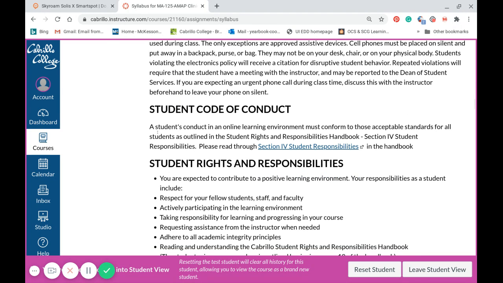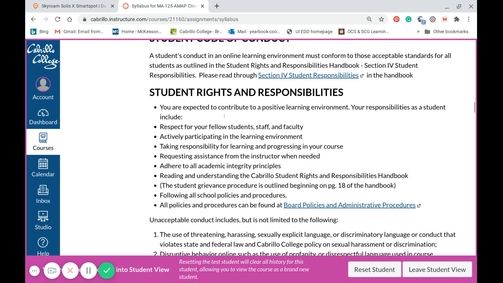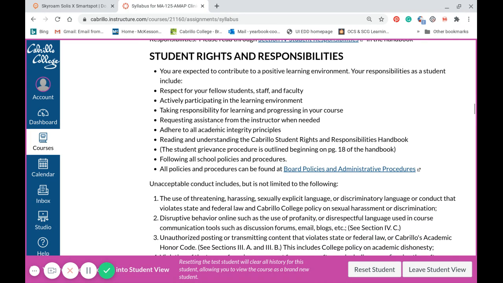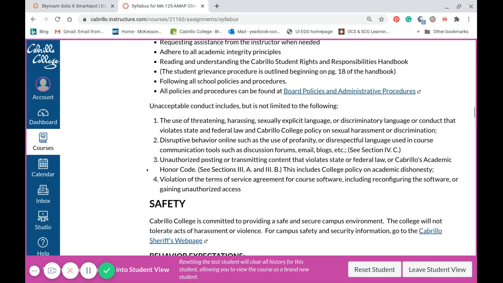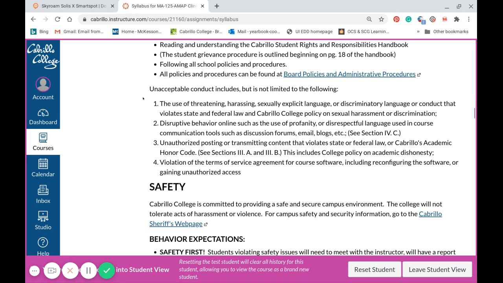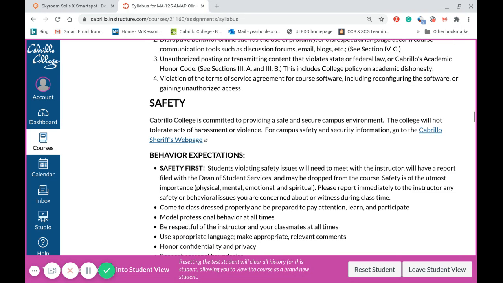Okay. The student code of conduct, read it here. All the acceptable standards. This is Cabrillo wide. Your rights and responsibilities are here. Make sure you know those. All the things that are unacceptable. Hopefully we don't ever have to refer to any of these things. But like I said, this is a contract, so it's here. It's our contract together.